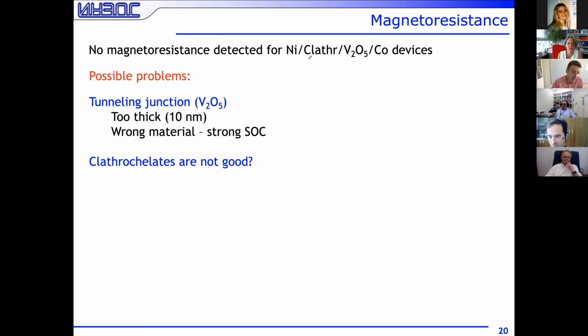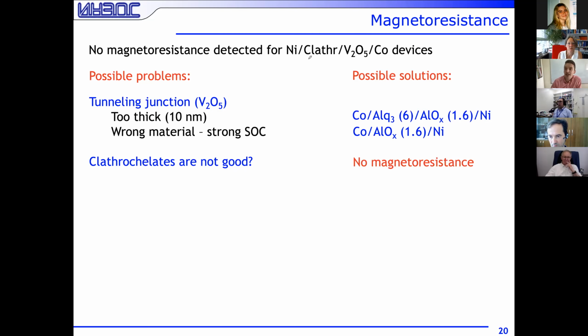And the second, and I think that's the major problem here, is that vanadium is closer to the end of the periodic table in comparison, let's say, aluminum. So it has strong spin orbit coupling, so it should lead to faster spin relaxation. So maybe that was the problem. Obviously, there could be a problem that clathrochelates are not good for spintronics.